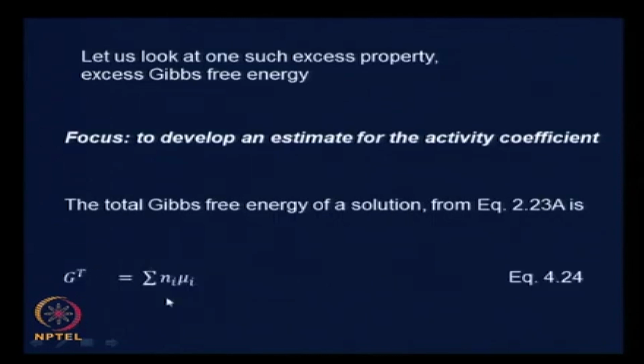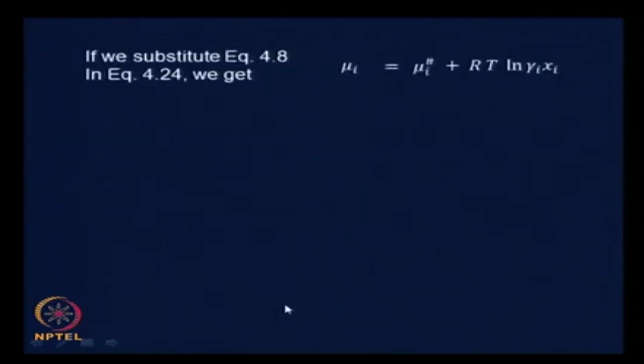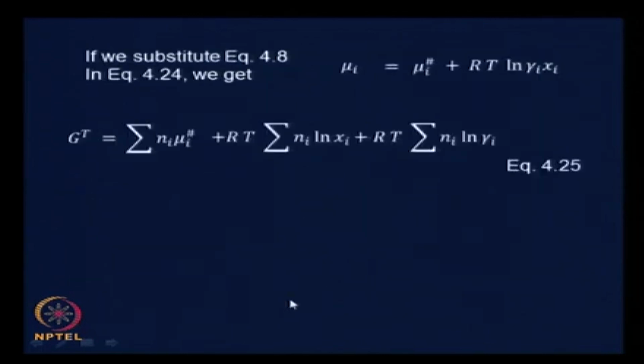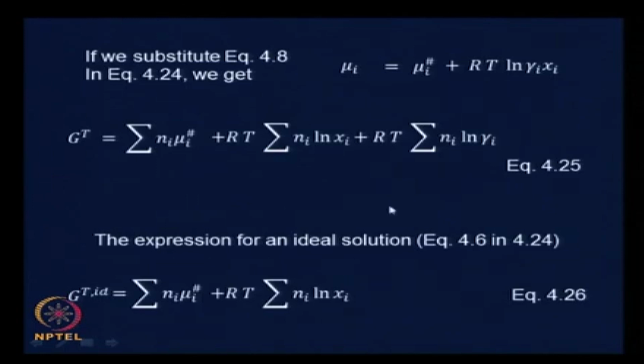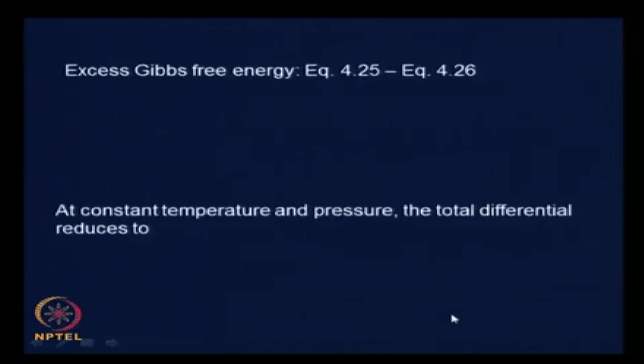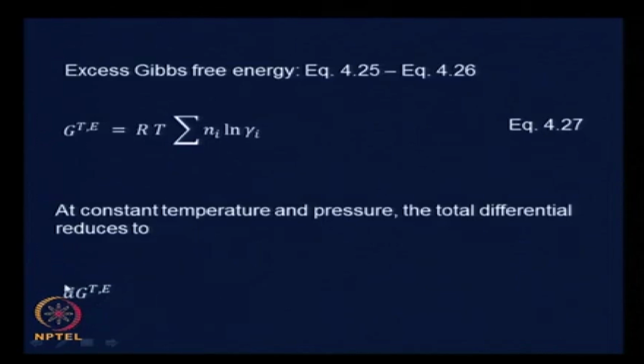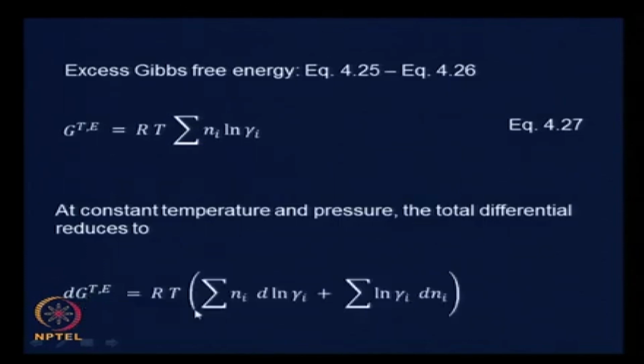Then we said the total Gibbs free energy was the sum over Ni times mu i, and then we went through the difference between the total and the ideal, that gives us the excess, which will turn out to be only this term on the right hand side, RT sum over Ni ln gamma i, and therefore dGTE, the total differential of GTE by chain rule, would turn out to be RT times summation over Ni d ln gamma i plus summation over ln gamma i dNi.